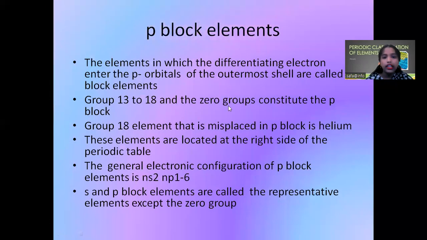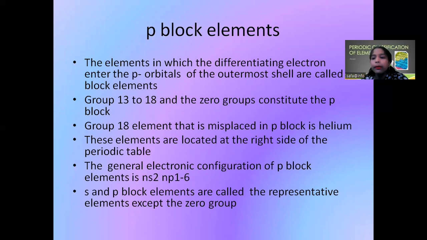P block elements. The elements in which the differentiating electron enters the p orbitals of the outermost shell are called P block elements. Groups 13 to 18 and the 0 group constitute the P block. The group 18 element that is misplaced in the p block is helium. These elements are located at the right side of the periodic table. The general electronic configuration of p block elements is ns2 np1-6. S and p block elements are called the representative elements, except the zero group.